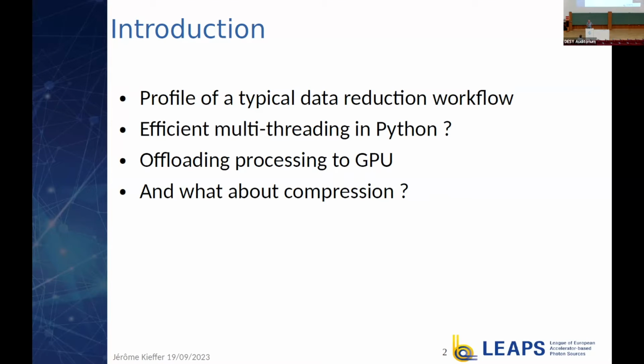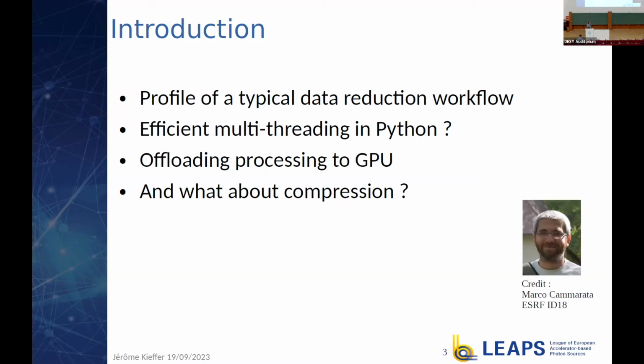The issue has been raised by Elena. Francesc spoke about multi-threading. This is apparently a big issue. And I'll also speak about offloading the processing to GPUs, and a final word about compression. And sorry for those who are in the auditorium.